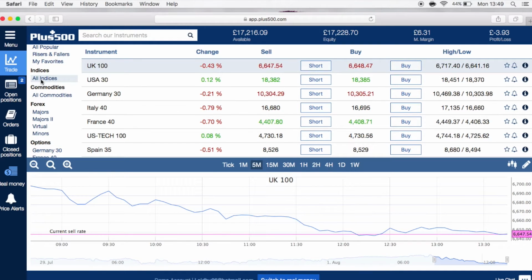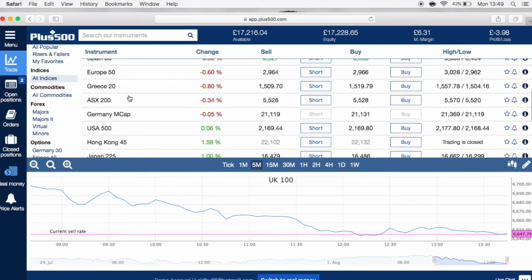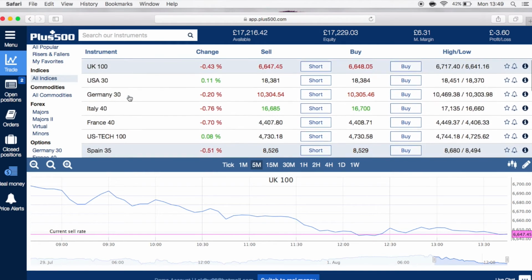Indices are essentially a way to show the performance of a certain sector or industry or country. So for example, this UK 100 here is the top 100 UK companies, and today they are 0.42% down in their performance. Same with the USA 30, Germany 30, etc., etc. It just shows the performance of a certain industry or country.